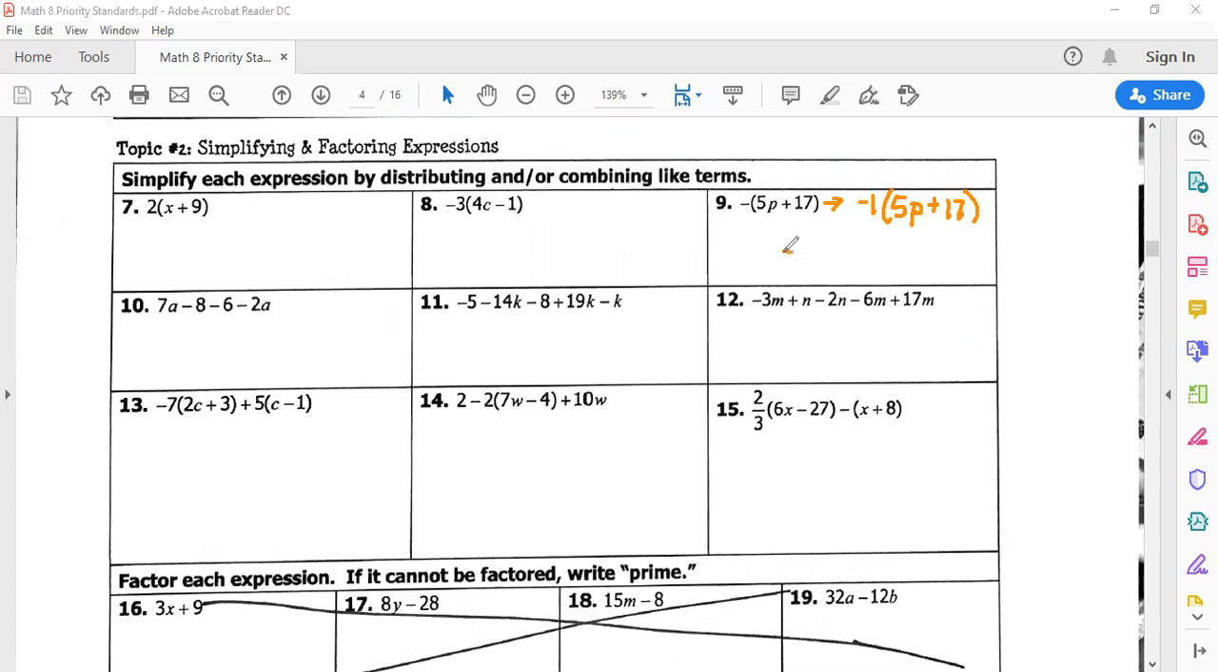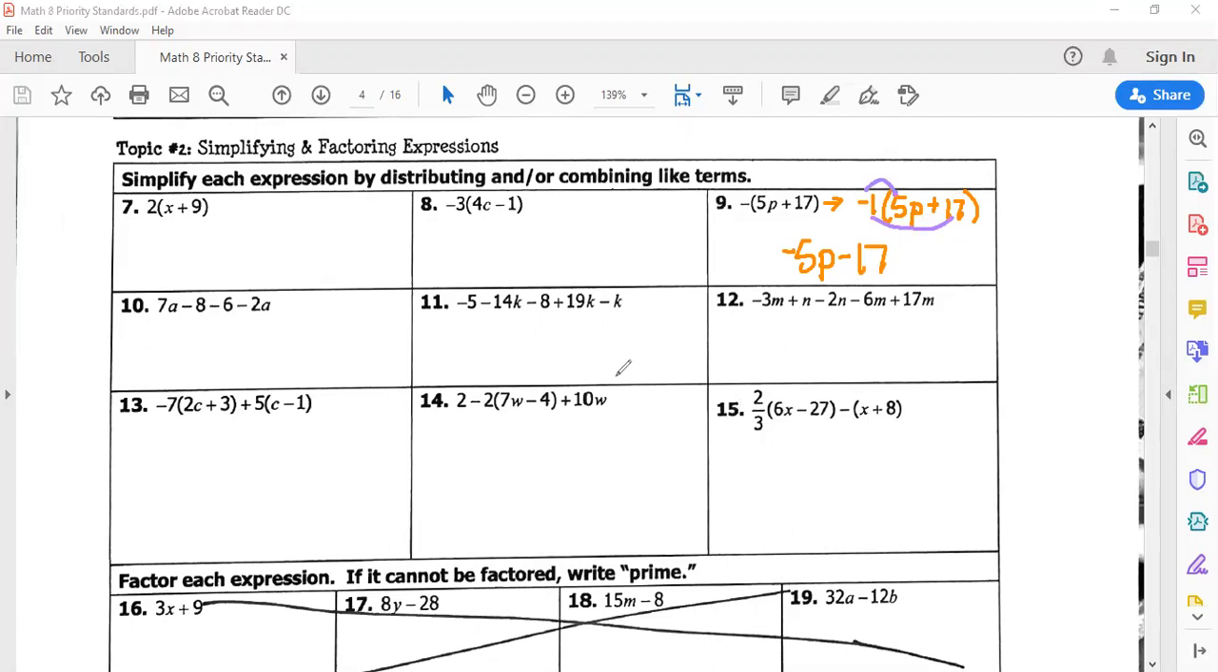So then we have -5p, because remember we do distributive property, okay, throughout the whole set of parentheses. So then we have a -1 times 17, which is -17. Excuse me.